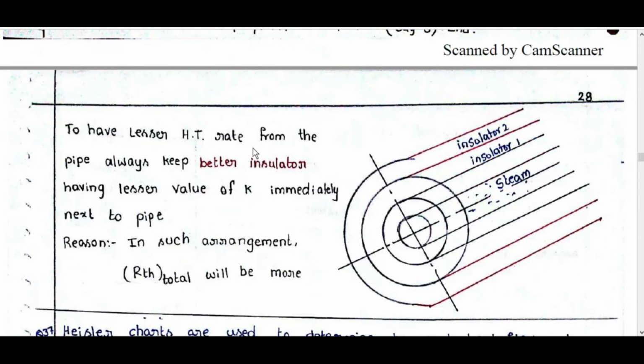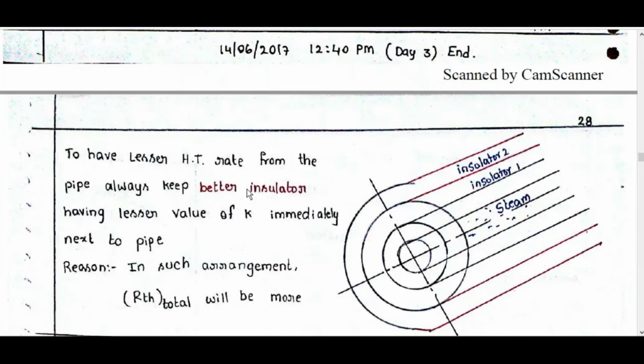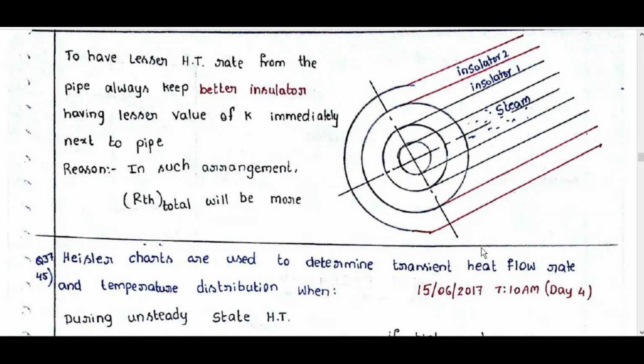To have a lesser heat transfer rate from the pipe, always keep better insulation. Keep the lesser insulator material immediately next to the pipe. In such an arrangement, R total will be more, R thermal total will be more. Keep the better insulator material outside.